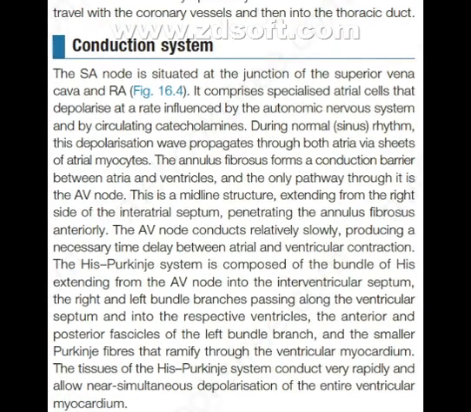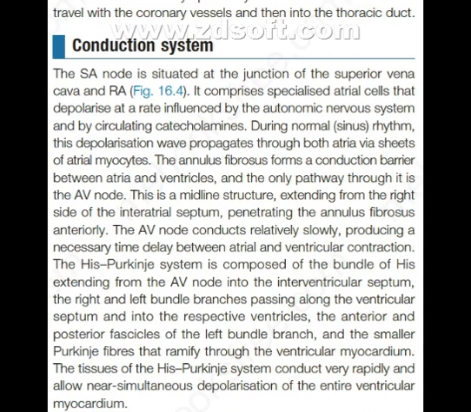Now the conduction system. The SA node is situated at the junction of the superior vena cava and right atrium. It comprises specialized atrial cells that depolarize at a rate influenced by the autonomic nervous system and by circulating catecholamines. During normal sinus rhythm, this depolarization wave propagates through both atria via sheets of atrial myocytes.